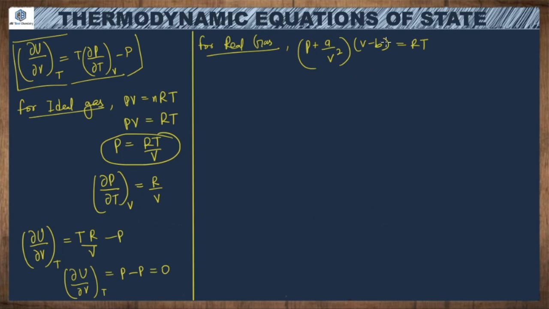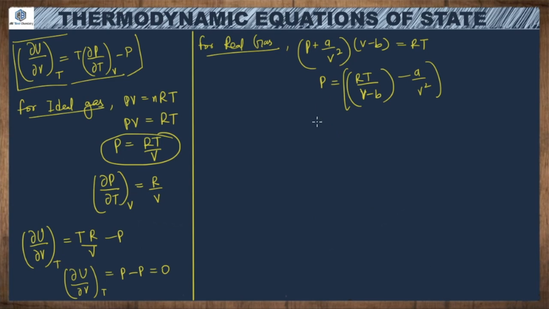Or you can calculate the value of P. You can just multiply and take the other things to the other side, and in that way P will be equal to RT upon (V minus B), with V minus B in one bracket, and minus A upon V square. So this is going to be the value of P. So you got the value of pressure. Now what you have to do is differentiate this with respect to T, to calculate the value of del P by del T at constant V.